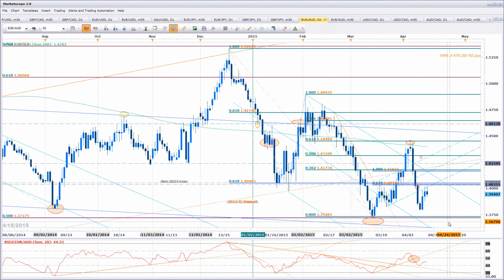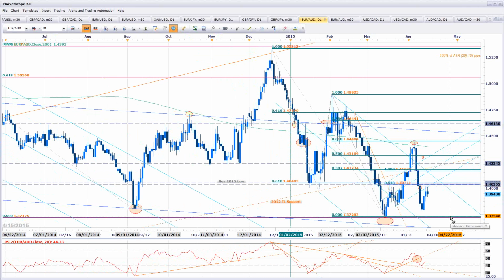So for me, something like this, trying to get short against 104.30, 104.50 has been sort of the game plan since that break we made last week. This might be a better play.